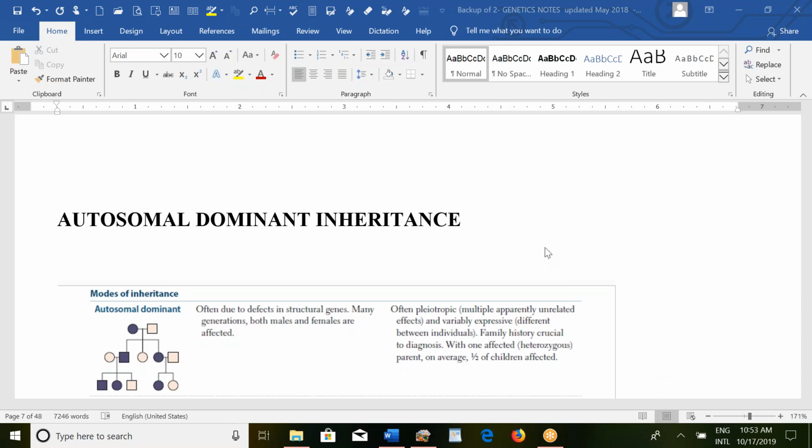Okay. If we talk about modes of inheritance, there are different modes like autosomal dominant inheritance, autosomal recessive inheritance, X-linked dominant, and X-linked recessive.